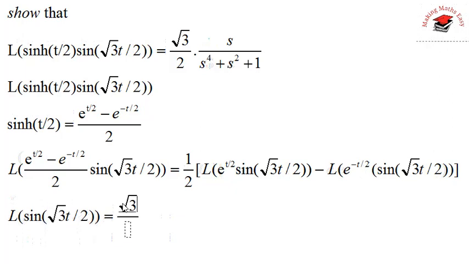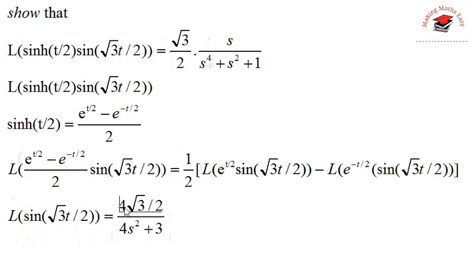So a upon s² plus a². So a² is nothing but the square of √3/2, which is equal to 3 divided by 4. As we will take the LCM, this will become 4 times s² plus 3 over 4, and this 4 will go in the numerator. So 3 will remain here, and this will become 4 times √3 divided by 2.